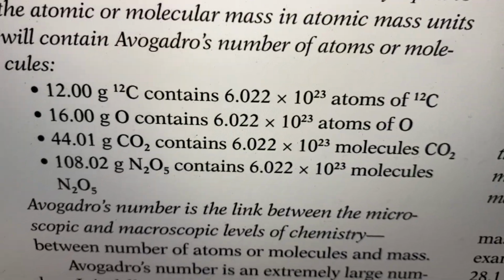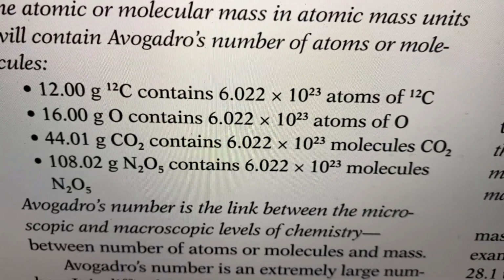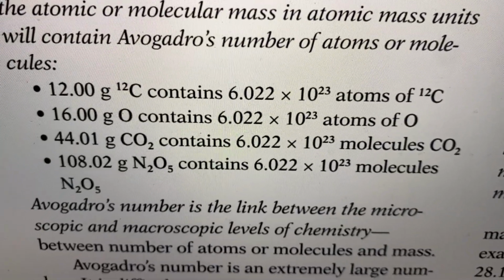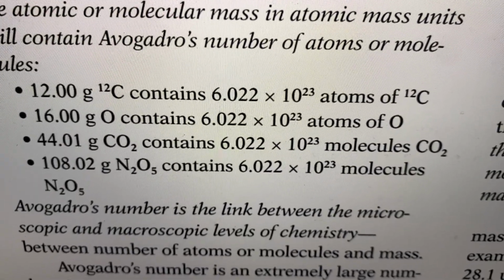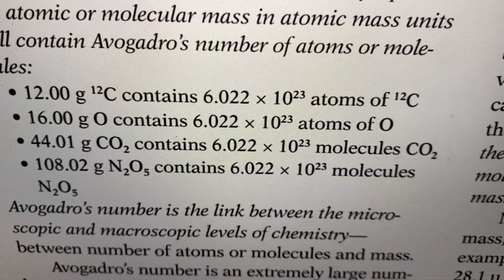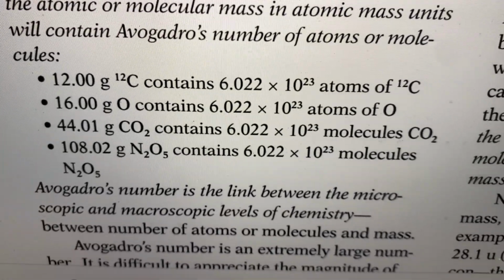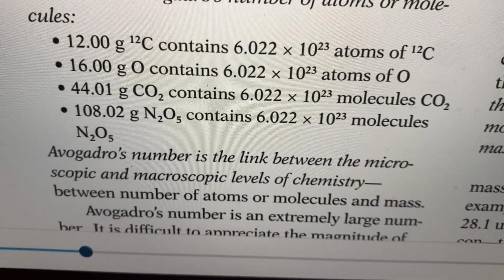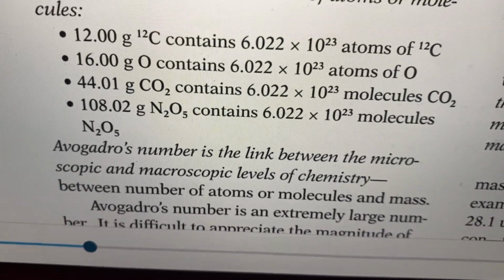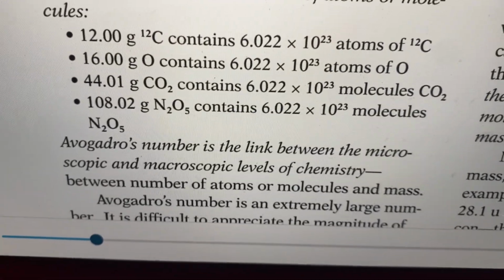So if you take CO2, carbon dioxide, you find and add up the carbon and add up the oxygen, and you get 44.01. Then you multiply that. That's going to contain 6.022 times 10 to the 23 molecules of carbon dioxide. As you see here, Avogadro's number is the link between the microscopic and the macroscopic, the very tiny atoms to those big enough that you can weigh them.